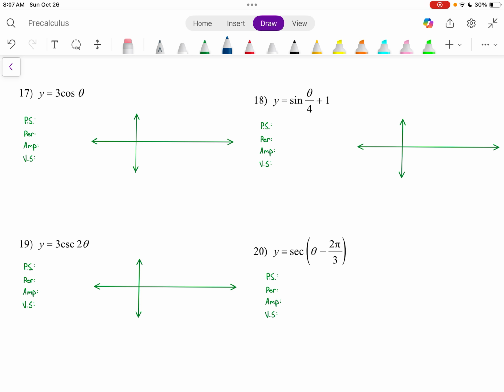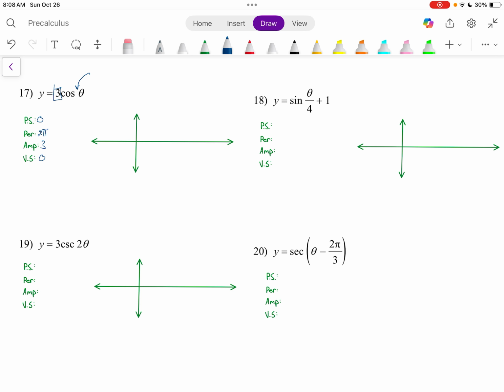So y equals 3 cosine of theta. The phase shift is 0 because there's nothing added here to theta. So that's a 0. The period is just regular 2 pi because there's nothing multiplied here times theta. So the normal period of cosine is 2 pi. That stays the same. The amplitude, that's going to be this 3 here. And there's nothing added out here, and so the vertical shift is 0.